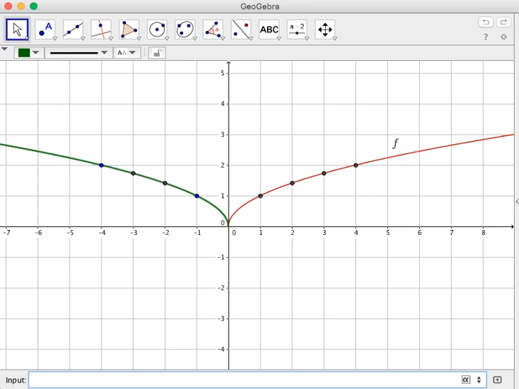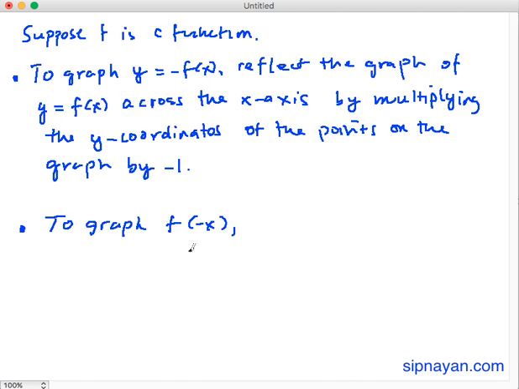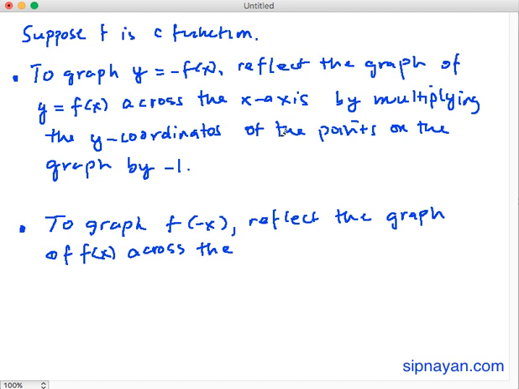Meaning, pwede na natin ituloy ito. To graph f of negative x, reflect the graph of the original function natin, f of x, across the y-axis. Kanina x-axis, sa previous video. So, to graph f of negative x, reflect the graph of f of x across the y-axis. Ano susunod? Paano mo siya i-reflect?